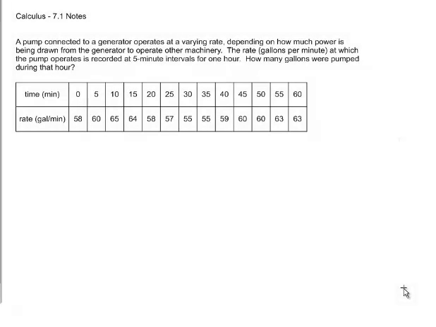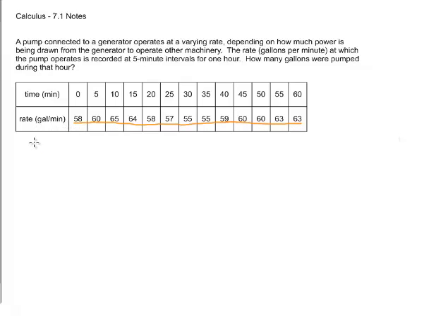Alright, now we've got this pump connected to a generator which operates at a varying rate. So the rate is not consistent, depending on how much power is being drawn from the generator to operate other machinery. So it goes up, it goes down, it's never the same. The rate in gallons per minute at which the pump operates is recorded over 5-minute intervals for 1 hour. How many gallons were pumped during that hour? And it's not quite so easy as adding up the 58, the 68. It's not so easy as that because we have a variance in how consistent it is. So just coming through here and adding up the bottom line won't always work. Now it might sometimes, but we also aren't given a function.